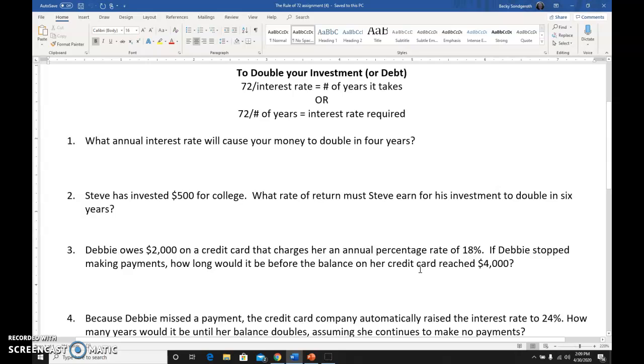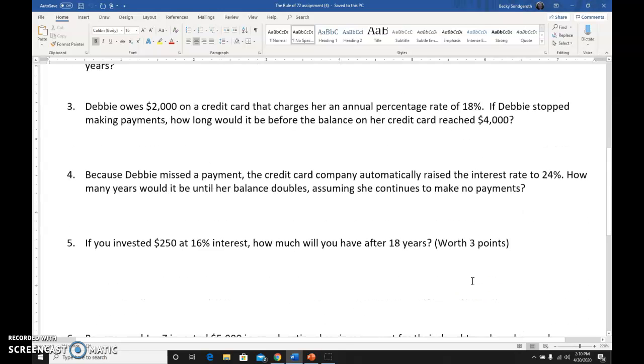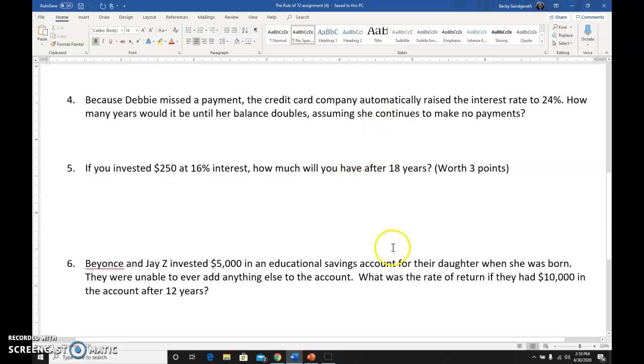Debbie owes $2,000 on a credit card that charges her an annual percentage rate of 18%. If she stopped making payments, how long would it be before the balance on her credit card reached $4,000? Okay, so again, I know that it's a rate of 18%, so 72 divided by 18 is my number of years before her balance goes from 2,000 to 4,000, to double. And then it's going to go through some different scenarios.